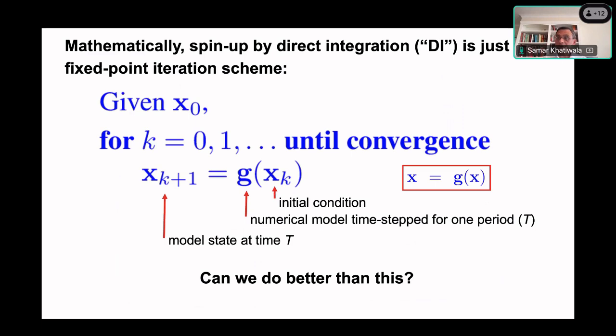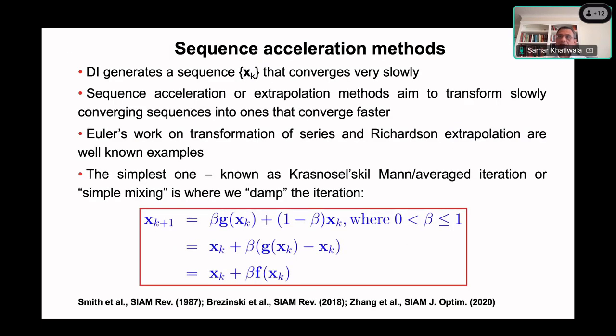And then the question is, can we do better than this? This is where sequence acceleration methods come in. Direct time integration essentially generates a sequence of solutions, which I'm going to call xk, which converges very slowly. You're familiar with sequences, power series, etc. This is just a more complicated type of sequence, and one that converges slowly. So the idea behind sequence acceleration is to transform one slowly converging sequence into another sequence that hopefully converges relatively quickly, or at least more quickly.